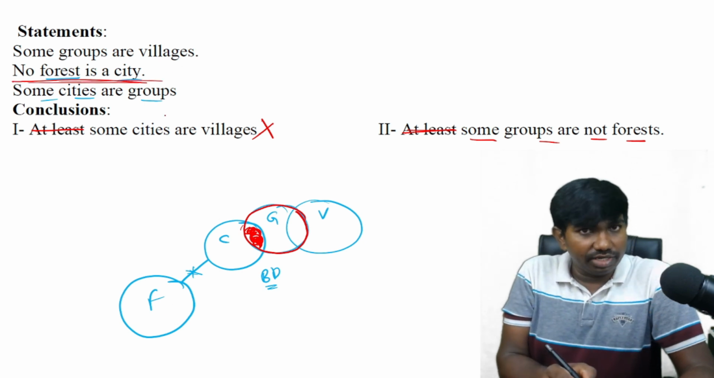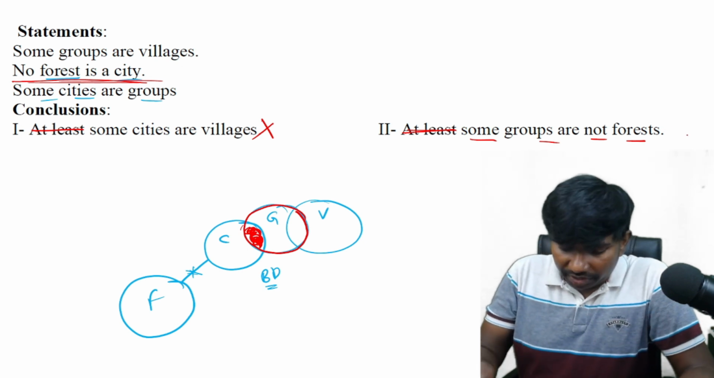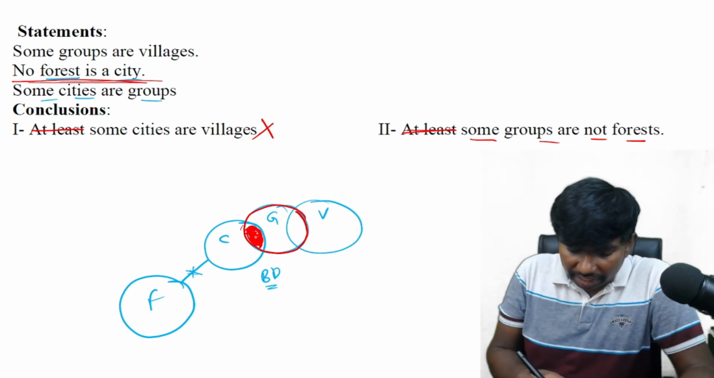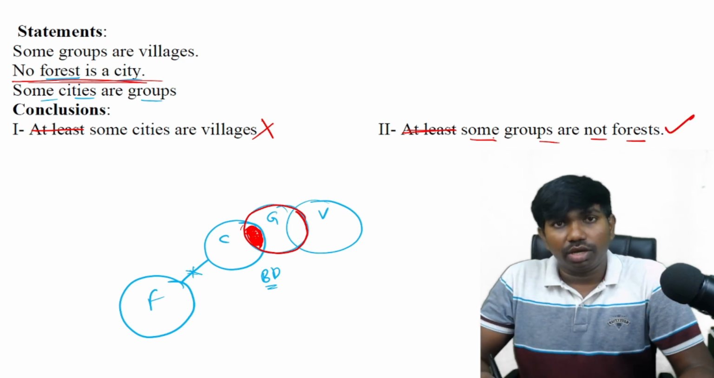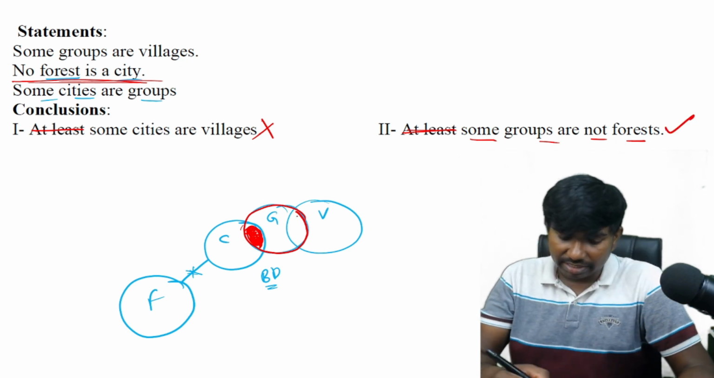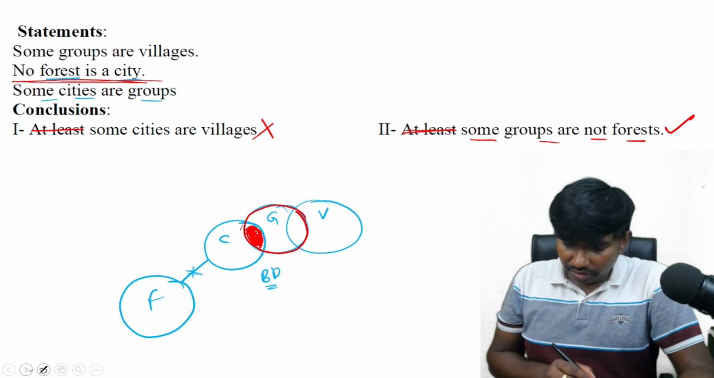So without violating the statements, we can do anything. Yes, this part of group can never be forest. So keeping in mind this part, we can say this is true always. Always there exists some part of G that cannot be F. So the answer is only conclusion 2 is true.